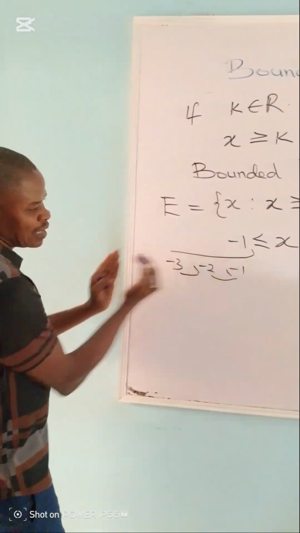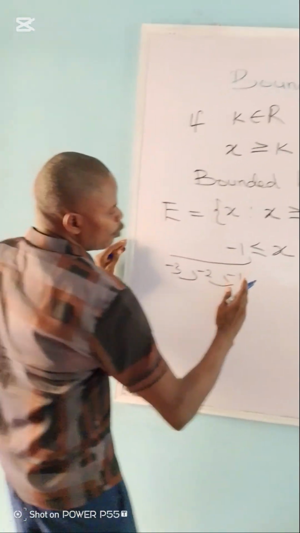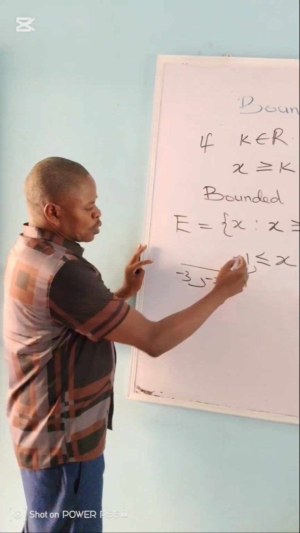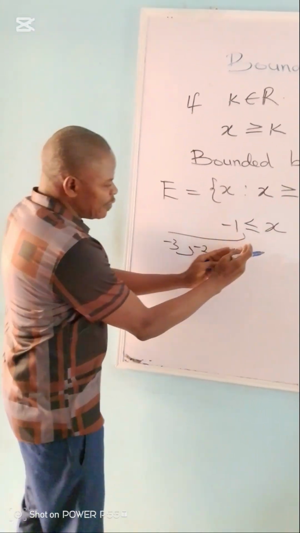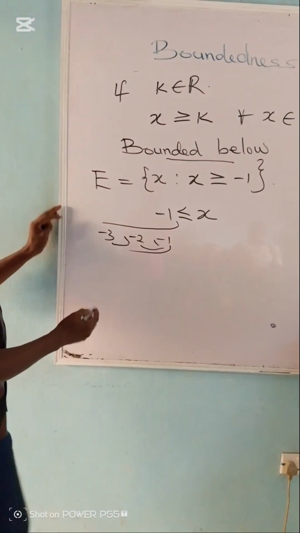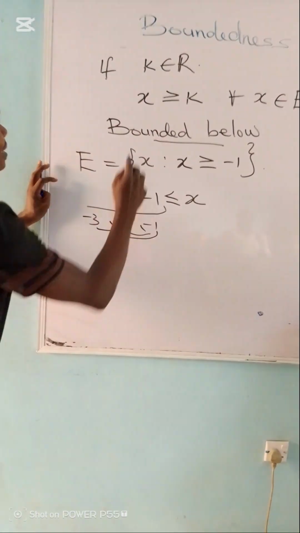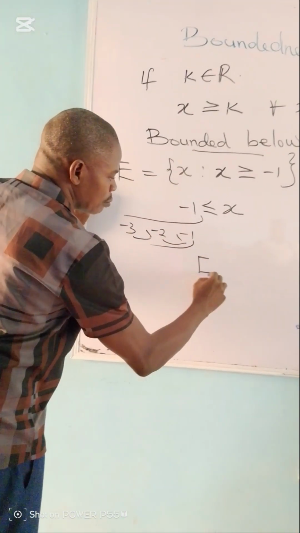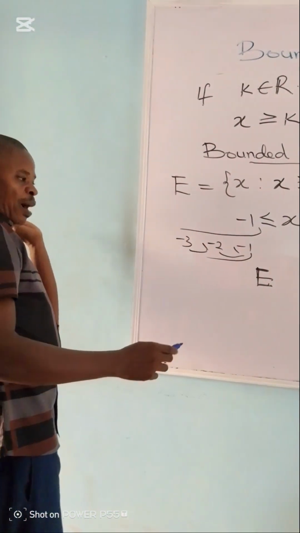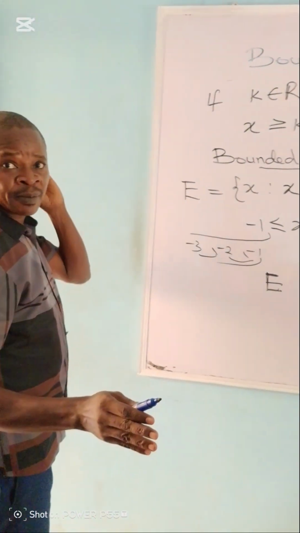That is, it's bounded towards this side, unlike bounded above, which is toward this side. So since this particular set has lower bounds, we say it's bounded below. And if a particular set, here we are talking about E, is bounded above and also bounded below, then we say that particular set is bounded.